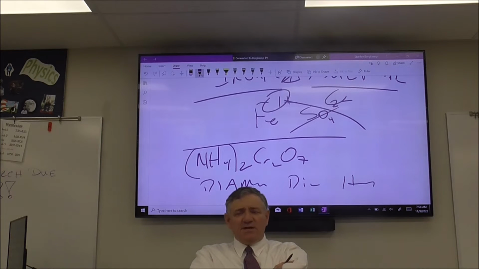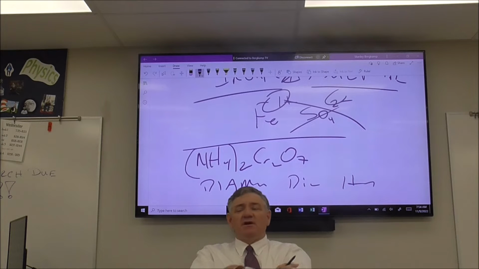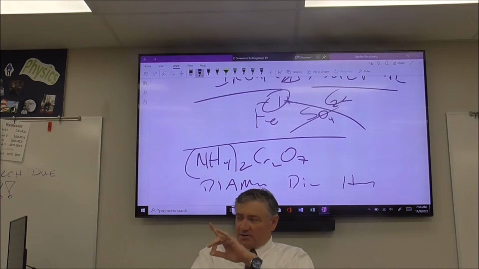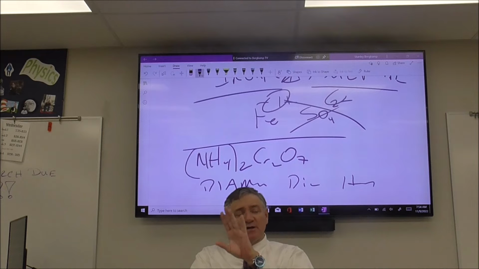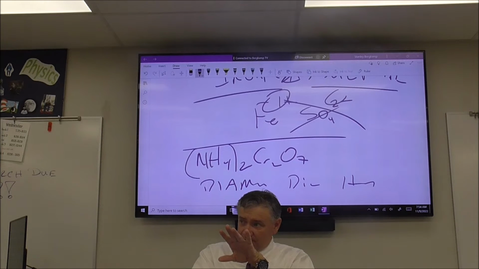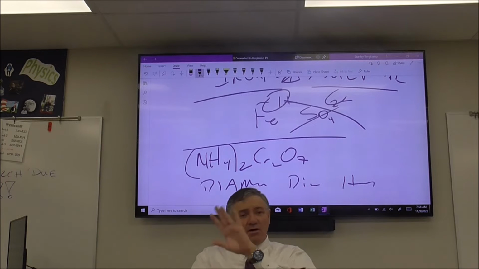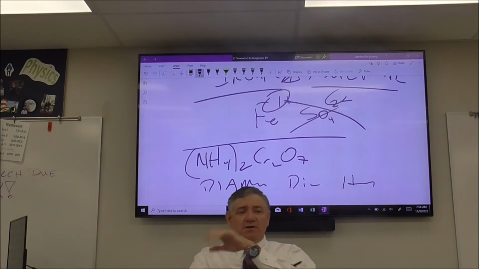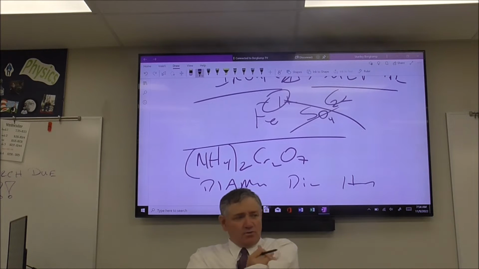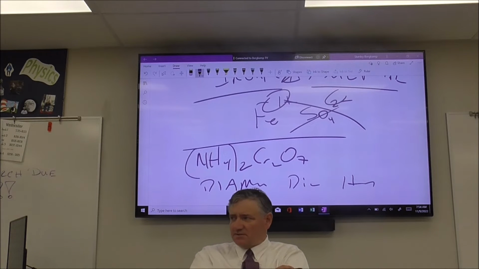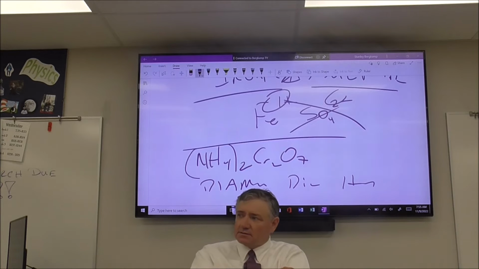What's the name of NH4? Ammonium. Cr2O7 is dichromate. I would not expect you to know the formula for dichromate because that's not one of the 10. So all this is ammonium dichromate. It's an orangish salt. It looks like salt, but it's orange. Got a little cosmo thing.